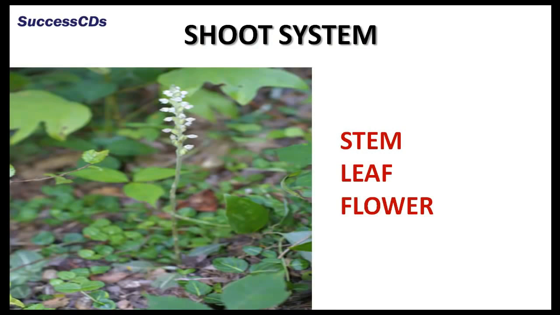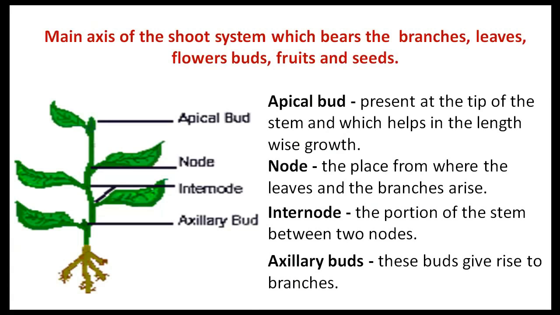The shoot system is found above the soil. Stem is the main axis of the shoot system which bears the branches, leaves, flower buds, fruits and seeds. It has an apical bud present at the tip of the stem which helps in the lengthwise growth. Nodes are places from where the leaves and the branches arise. The portion of the stem between two nodes is called the internode, and there are axillary buds too. These buds give rise to branches.